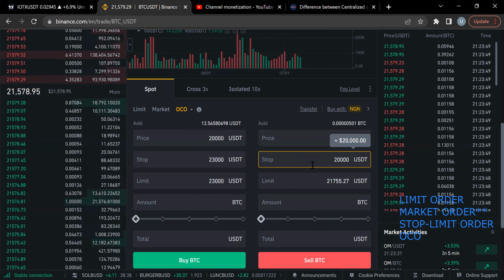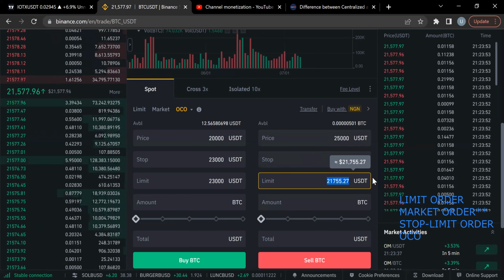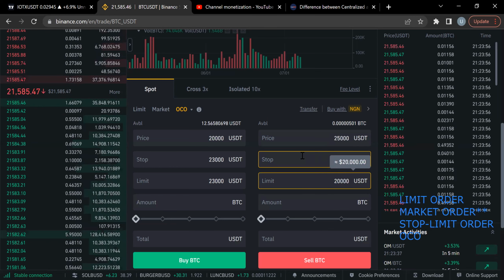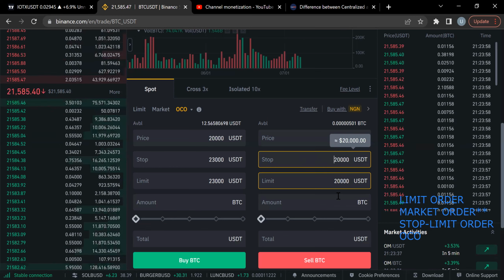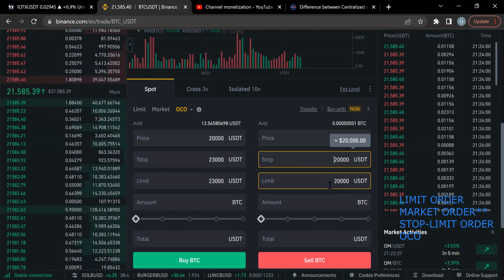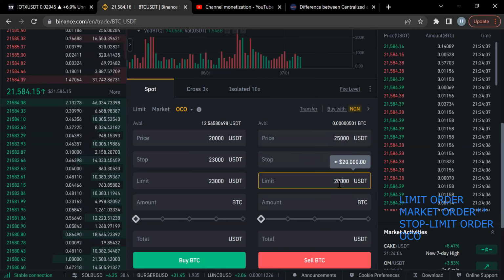Right? So you just put 20,000 here and also put 20,000 here. Once price gets to 20,000, it's going to set a limit order at 20,000 and get it filled. It's the same thing. And you can also choose this one to be a little bit higher.